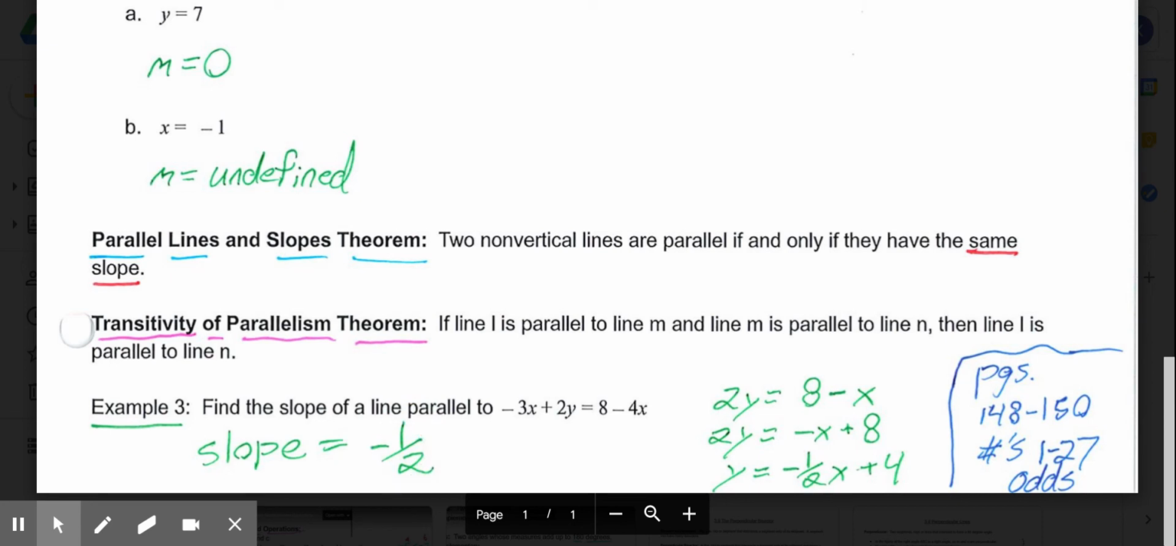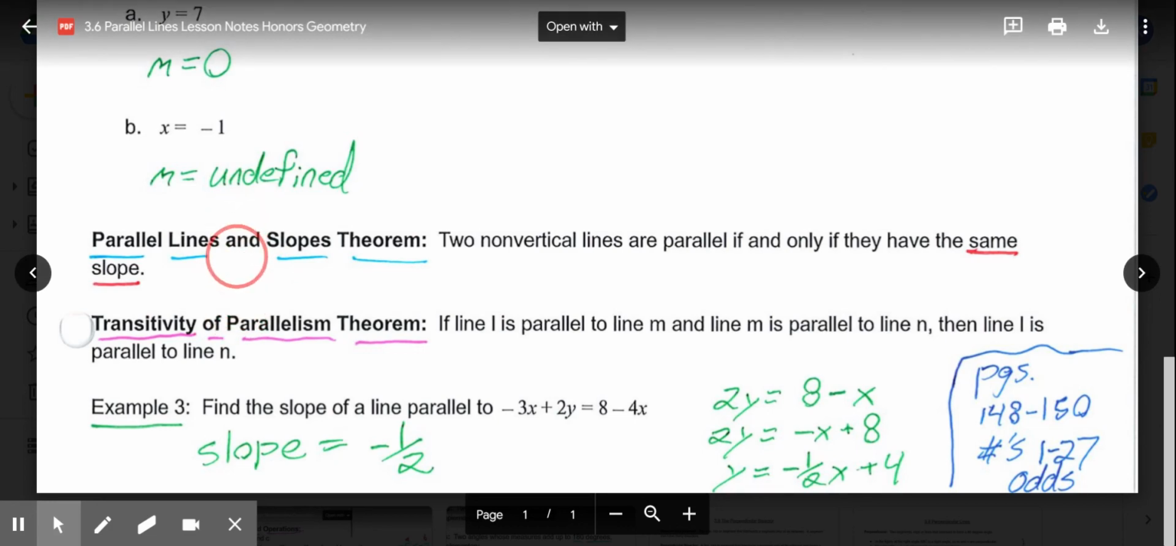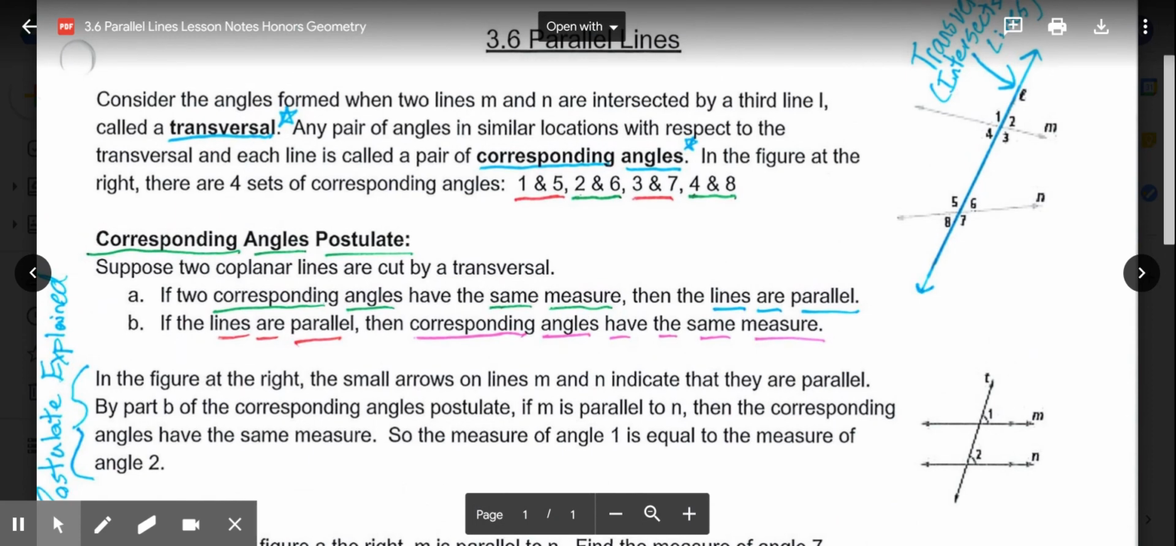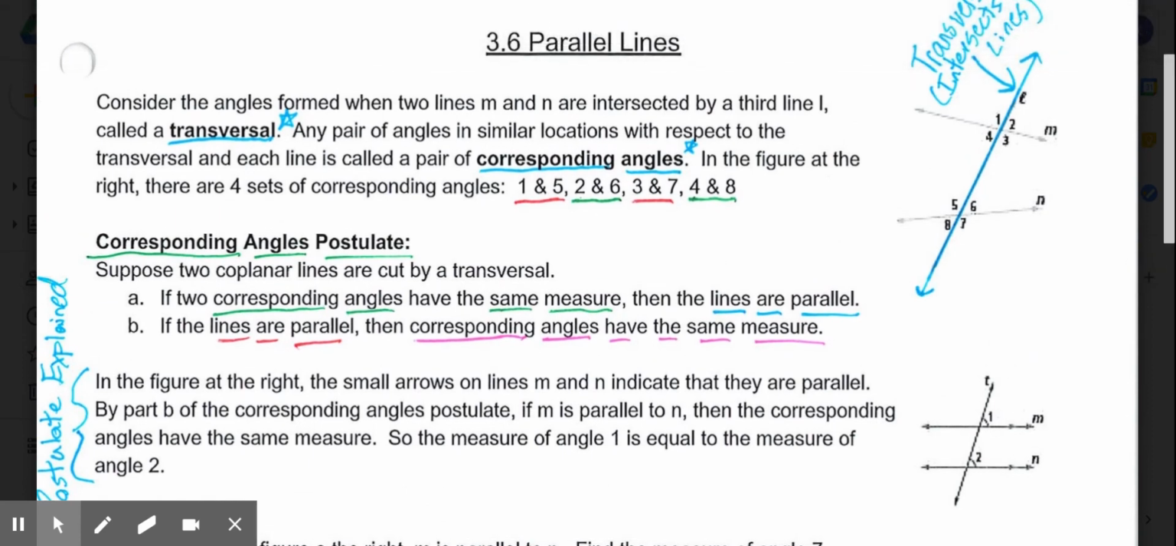So your main ideas for today can be summed up in these two theorems right here and the idea of a transversal and corresponding angles.